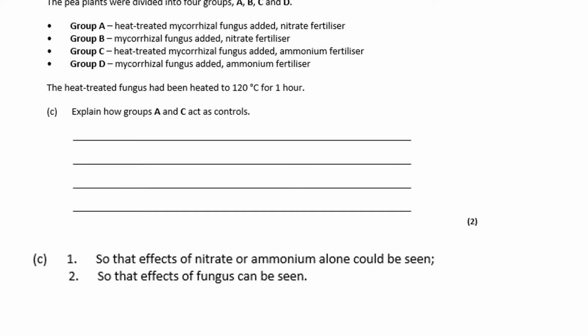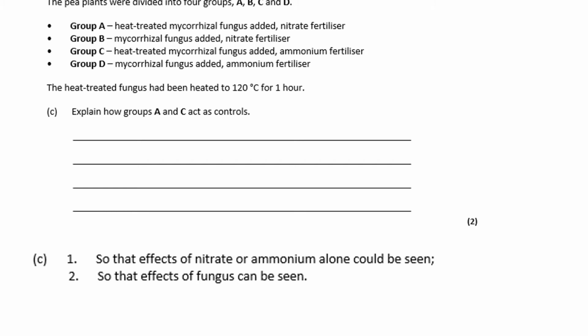Now, group A and C, if you read the information, it tells you that the mycorrhizal fungi have been heat treated at 120 degrees for an hour. That means those fungi are dead. They are not alive. A fungus will not survive being heated at 120 degrees for 1 hour. And they're a control to show the effect of the nitrate or the ammonium fertilizer alone. So you can see the effect of those nitrates, those ammonium fertilizers.